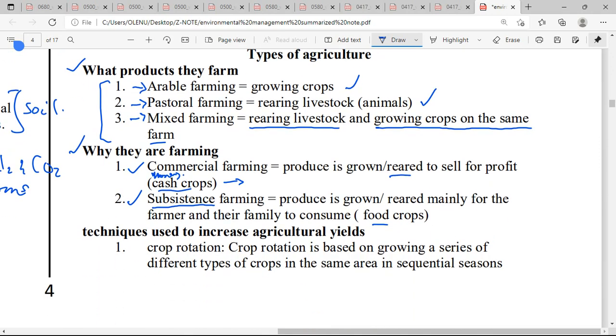Now, we've looked at the classification based on what products they farm, based on why they are farming, and also based on input.